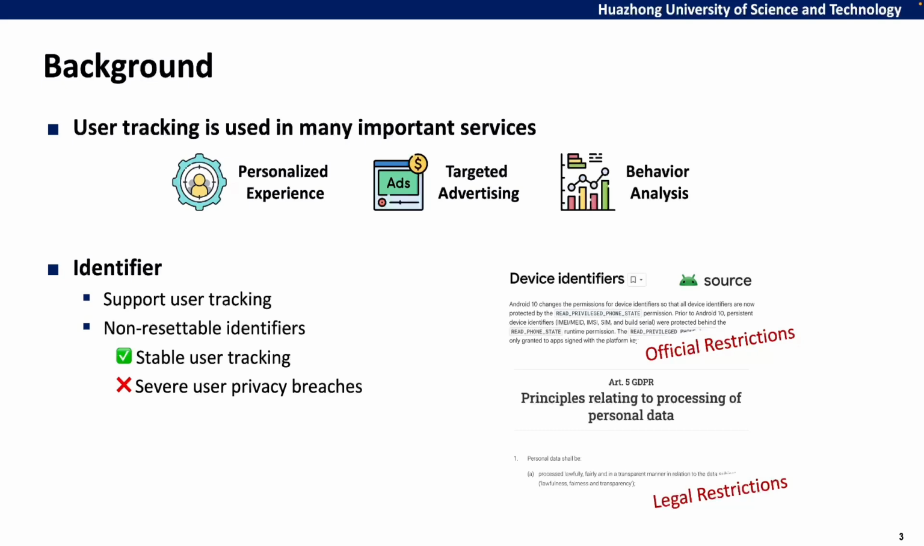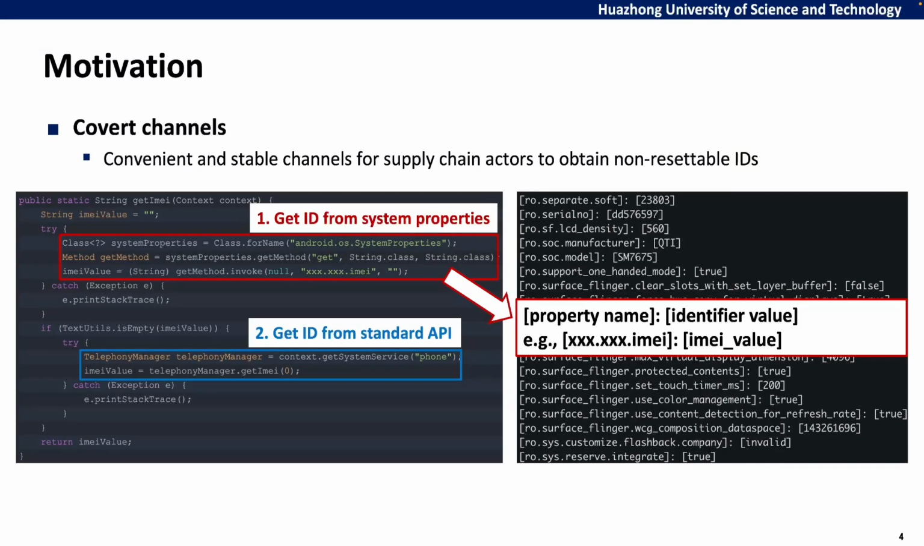To strengthen privacy, access to these identifiers has been restricted starting from Android 10, while global regulations such as GDPR further limited their collection and usage. In response to such restrictions, supply chain actors such as OEMs and SDK providers introduce covert channels through system customization to maintain convenient and stable access to these identifiers.